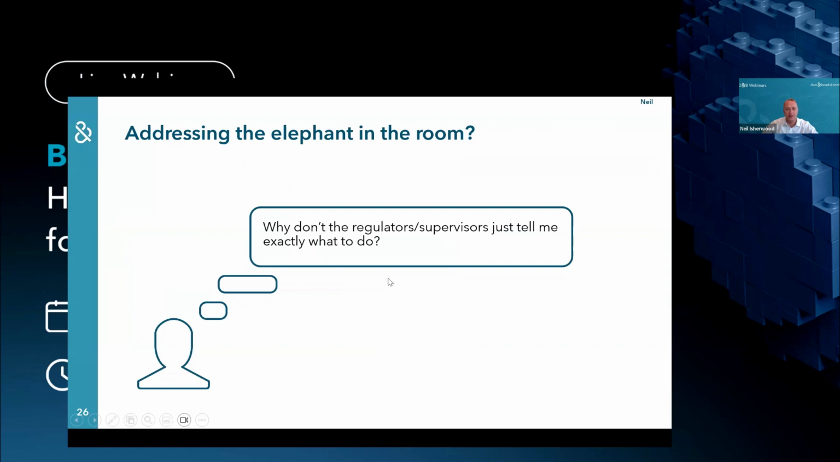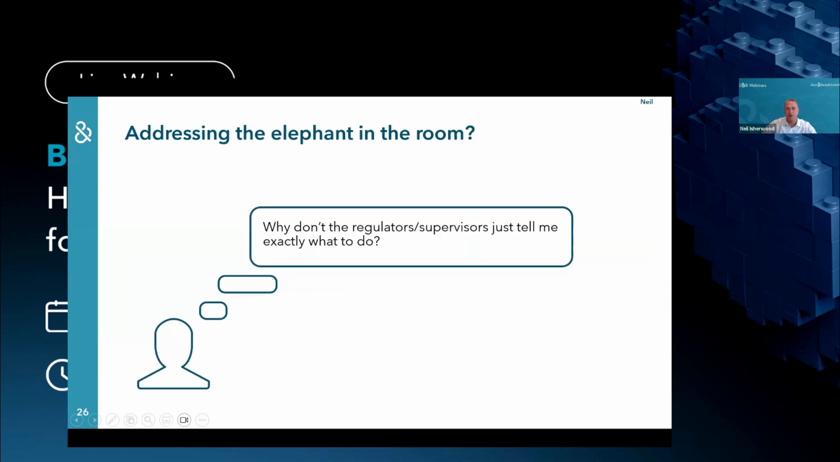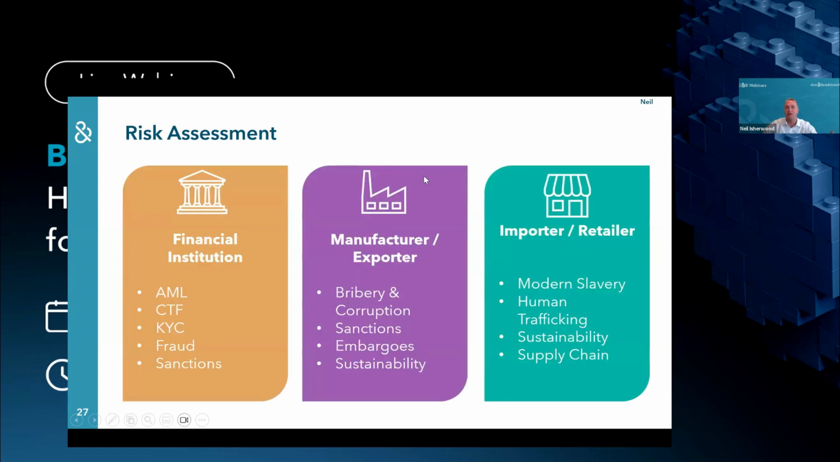And then one question that we always get when talking to companies around putting a program in is, why don't the regulators and supervisors just tell us what we have to do? So it's a good question, and one that we hear quite often. And the reason for that really is back to those guiding principles, in that the expectation is that when you put a program in, you're really trying to achieve the end aims rather than just tick the boxes.